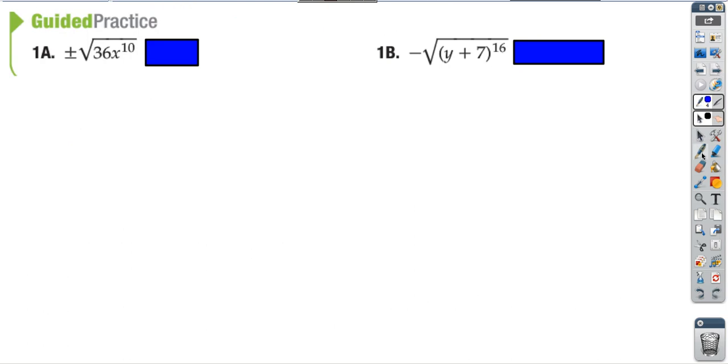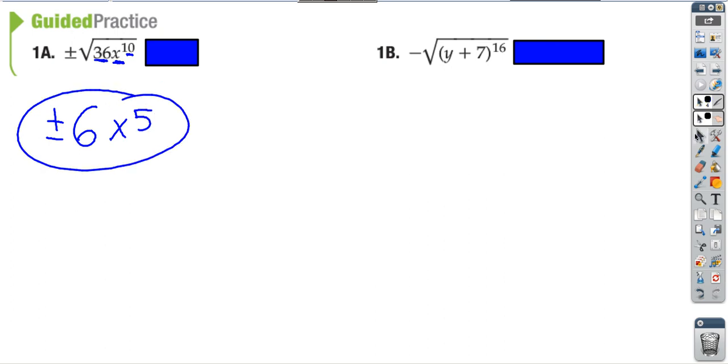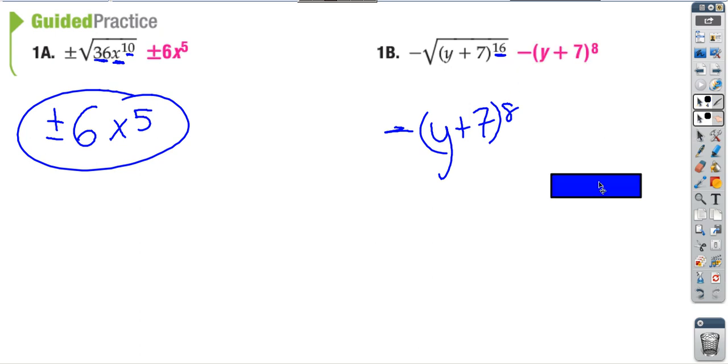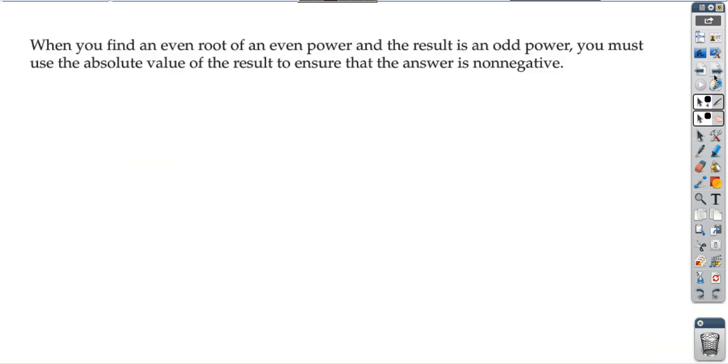Alright, let's just do 2 more of these. So this is going to be plus or minus the square root of 36, which is 6, and then to get this one we take half of 10, so we get plus or minus 6x to the 5th. Let's double check that's right. And then this one right here, we'll have the negative, and remember, when you're dealing with exponents, you take half of the exponent. That's going to be y plus 7, the whole thing, to the 8th power. And there it is.